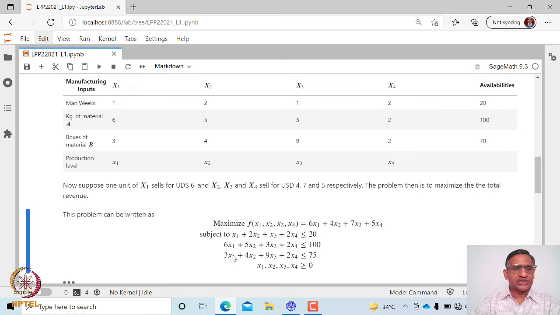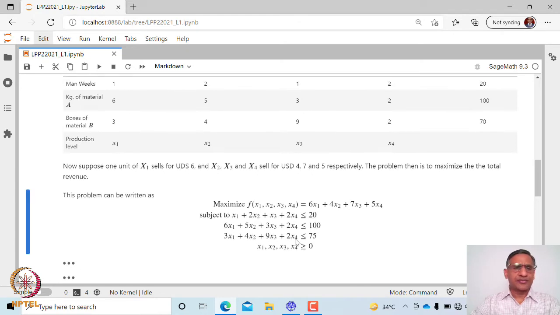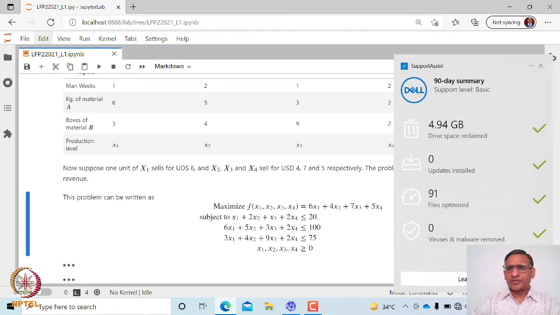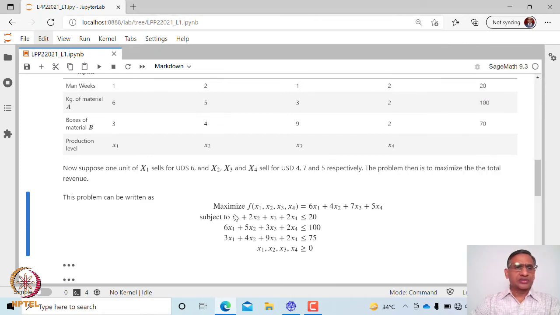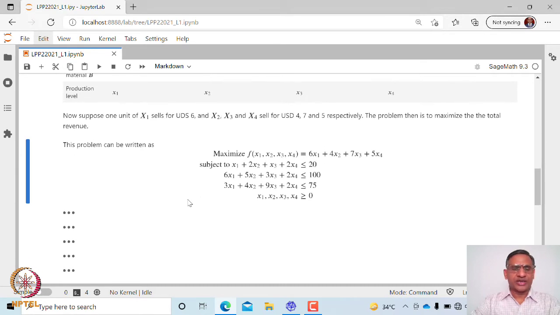Similarly, you have the third constraint, that is for the number of boxes of raw material B. So these are the three constraints. And these x1, x2, x3, x4, we will assume that they are all non-negative. Of course, in this case, the number of boxes will be an integer. However, we will assume that they are all real numbers. Similarly, man weeks we will assume to be non-negative real numbers.